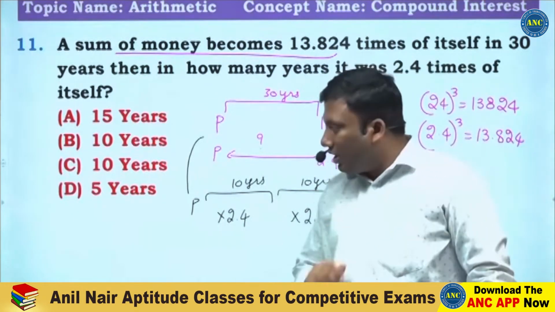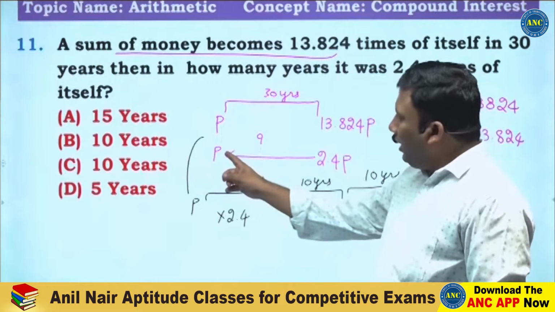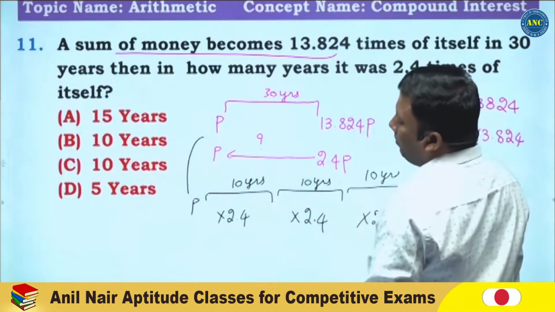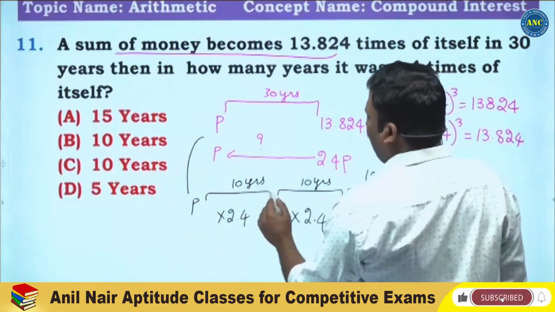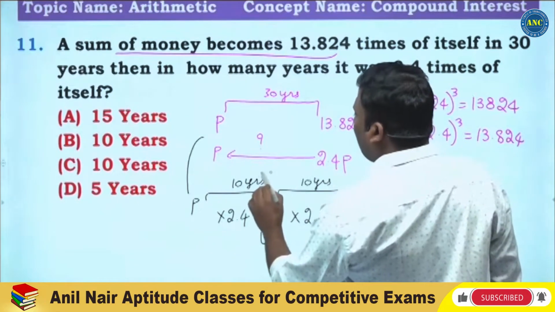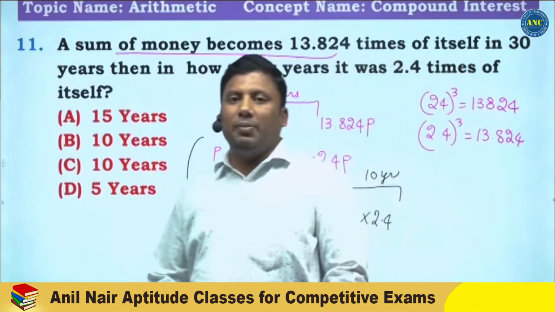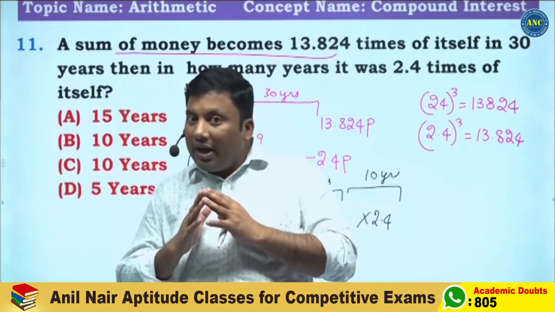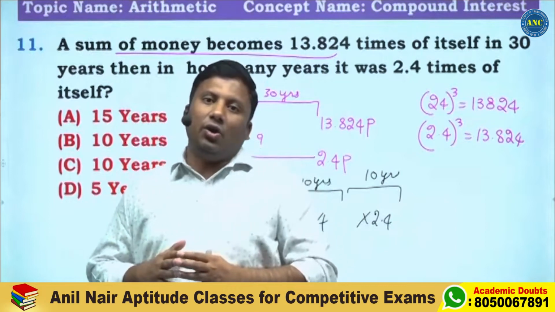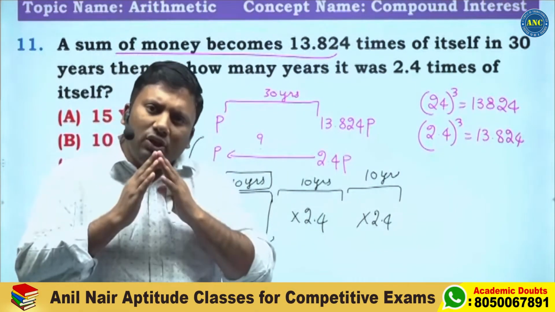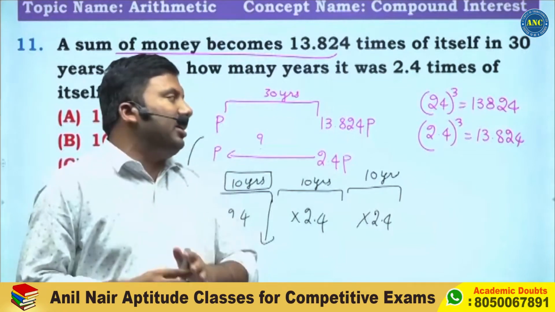Now what is the question? In how many years will it become 2.4 times the principal? Here I will get 2.4 times. Answer will be 10 years. I hope the idea is clear. Let us solve some more questions. Then you will understand the concept in detail.